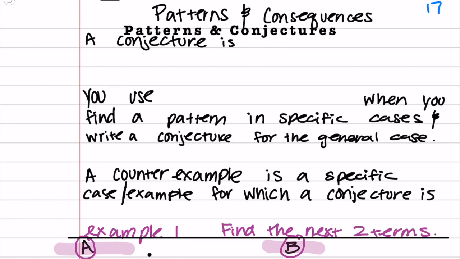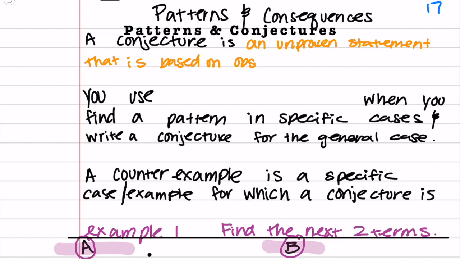Hey everybody, so we're going to be talking about patterns and conjectures, not consequences. And a conjecture is an unproven statement that is based on observations. Now, this definition is different from the one that I had you write in your vocabulary, and that's just so that you have different ways of understanding it. So, pretty much, based upon what you see, you can make a conjecture based upon your observations.